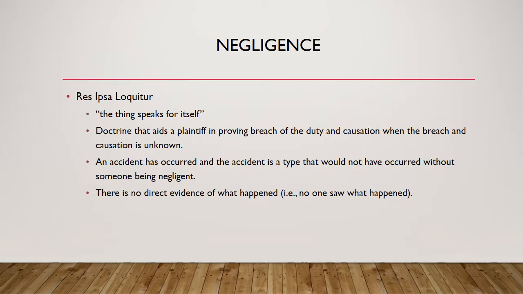when breach and causation is unknown. Typically in these scenarios, there's an accident that has happened, and the accident's a type that would not have occurred without someone having been negligent. And when we say that they can't prove it, it's because there is no direct evidence of what happened. No one saw exactly what happened.